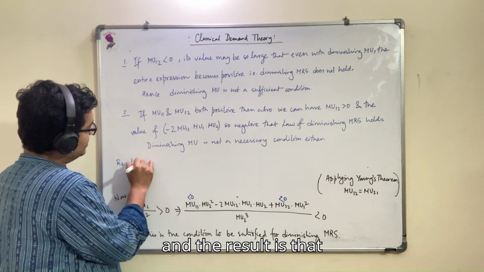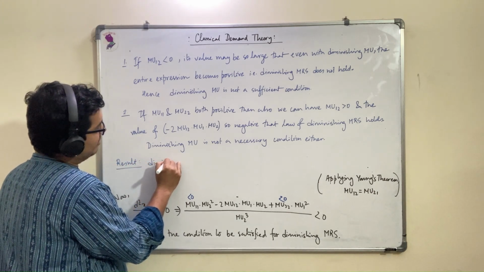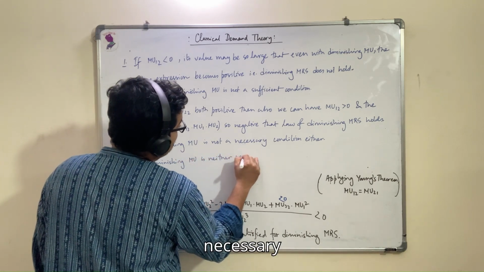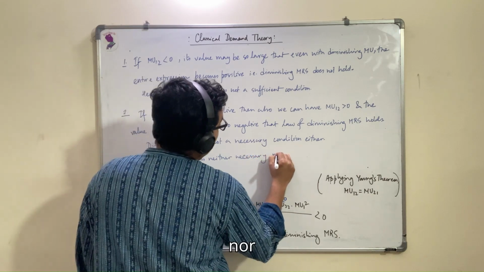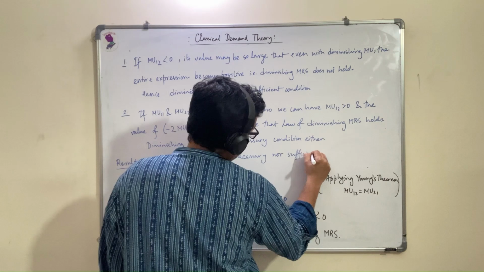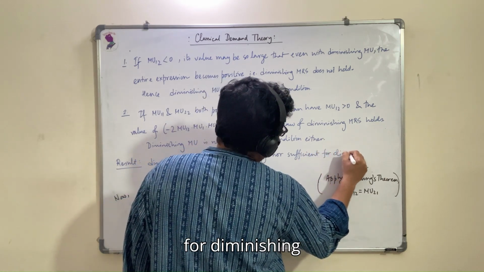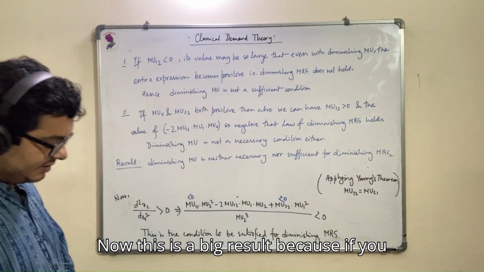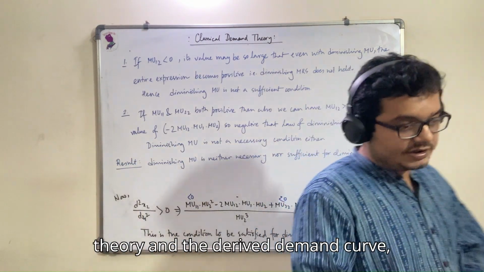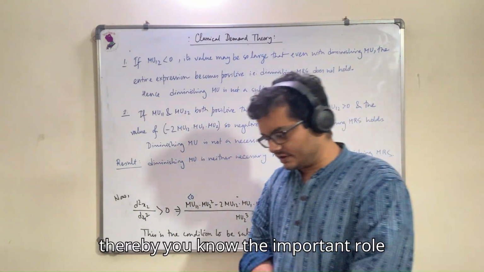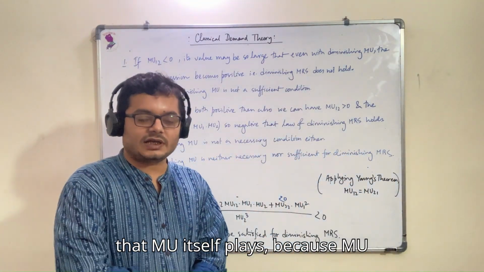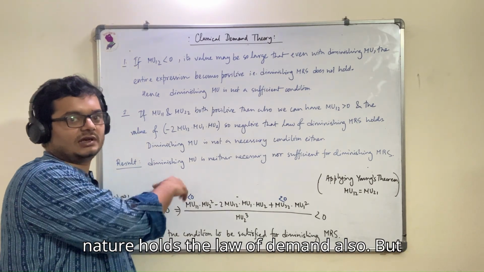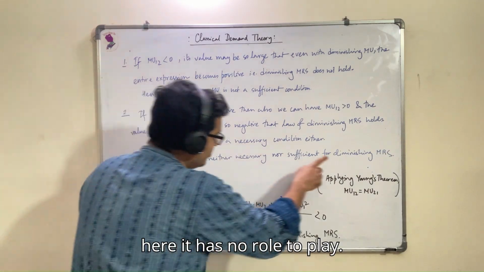And the result is that diminishing MU is neither necessary nor sufficient for diminishing MRS. Now this is a big result, because if you have gone through the cardinal Utility theory and the derived demand curve thereby, then you know the important role that MU itself plays, because MU becomes the demand and its diminishing nature holds the law of demand also. But here it has no role to play.